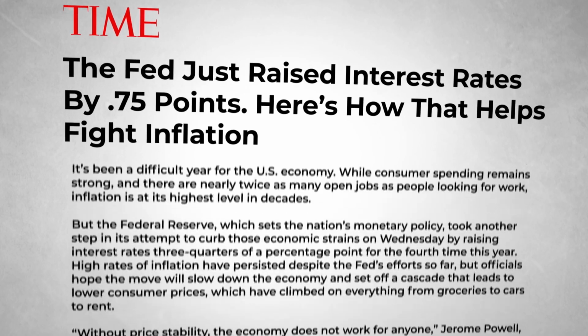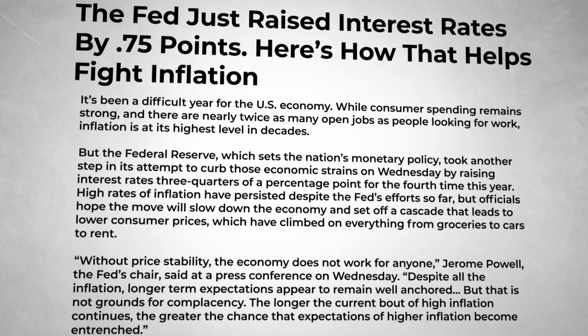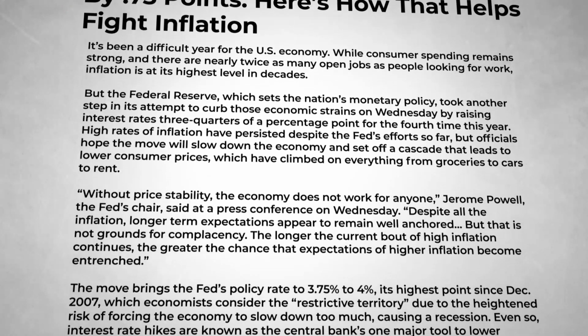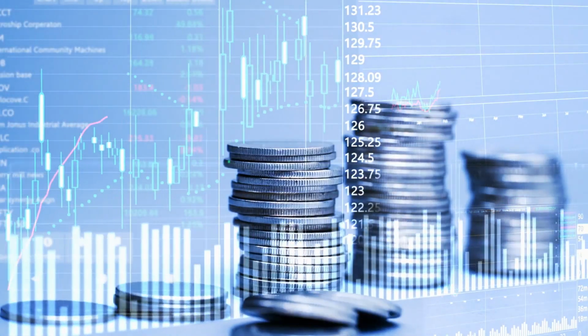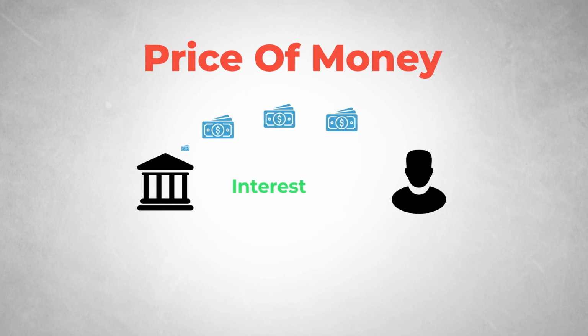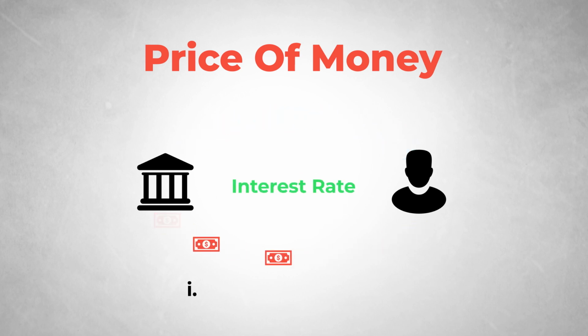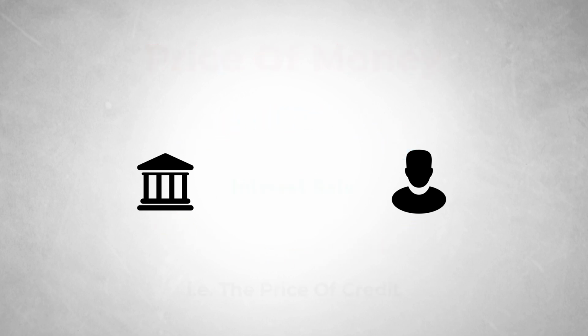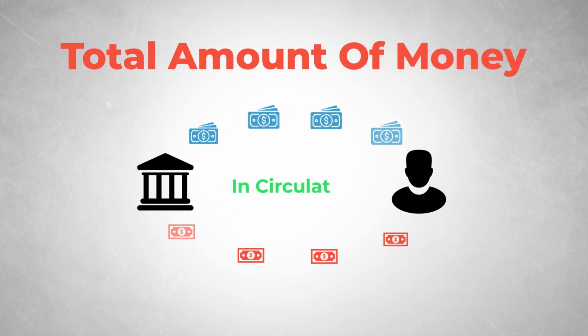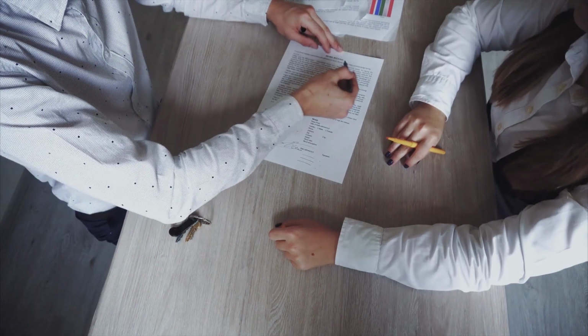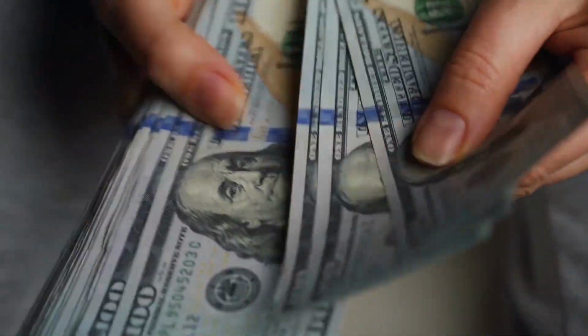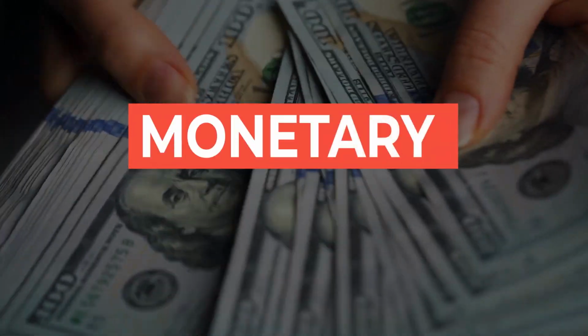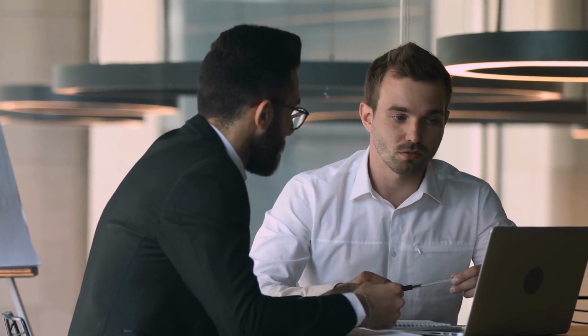Let's first discuss and understand how central banks use the interest rate to control the money supply. In an economy, there are two aspects of money. The first is the price of money, which is the interest rate payable when borrowing money, i.e. the price of credit, and the second is the total amount of money in circulation. The policies that the central banks use to control both the price and the amount of money are called monetary policies. The term might sound very simple at first, but it is not as straightforward as you think.